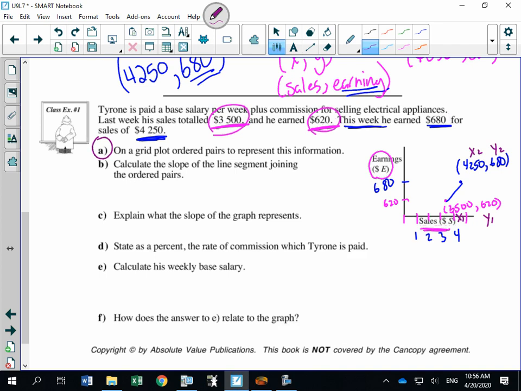A says on the grid plot the ordered pairs to represent this information, which we've done. B says calculate the slope of the line joining those ordered pairs. So the slope of the line segment is y2 minus y1 over x2 minus x1. Y2 minus y1 is 680 minus 620, all over x2, 4250, minus x1, 3500.